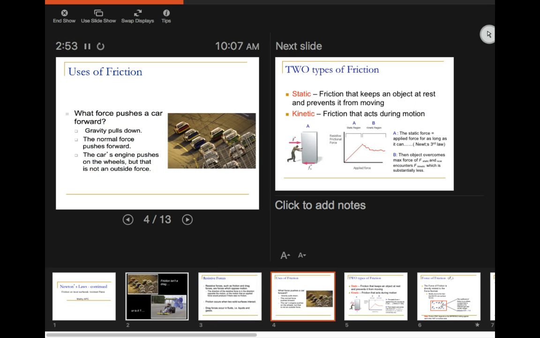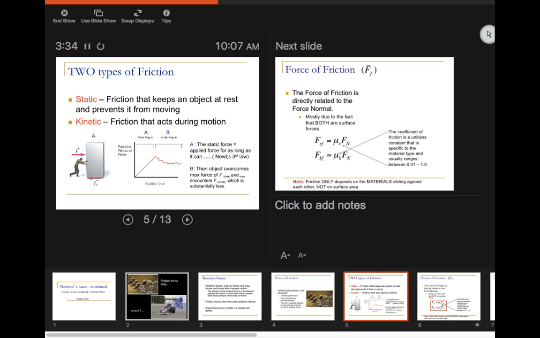Okay? So what are some good uses of friction? And by all means, don't write this down. Gravity is pulling you down, but what force really pushes a car forward? I want you to think about this for a minute. Gravity pulls the car down, and the normal force keeps the car from crashing through the surface. The car's engine pushes backwards, and friction pushes us forwards. I know that seems so weird, but that's in reality how we get forward. You've got to push backwards really hard to go forwards really hard.